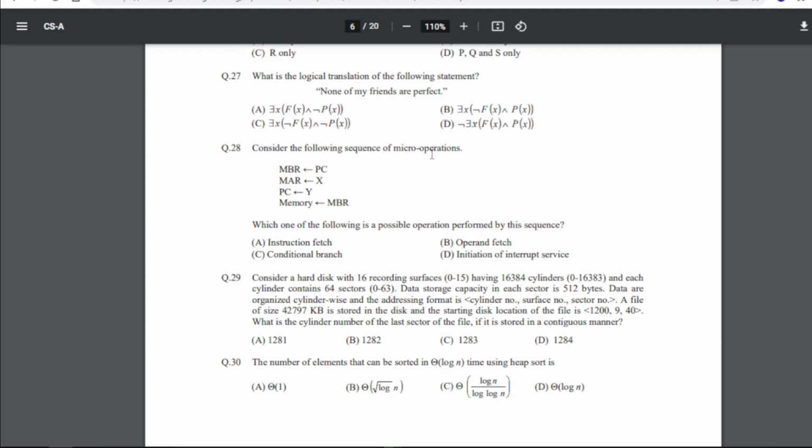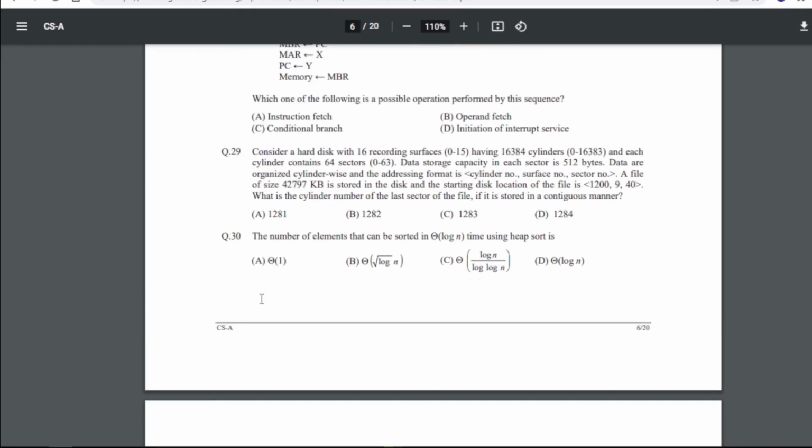Consider the following sequence of micro operations. These are the sequence. Which one of the following is a possible operation performed by the sequence? So for 28 our answer will be D, basically, that is initiation of interrupt services.